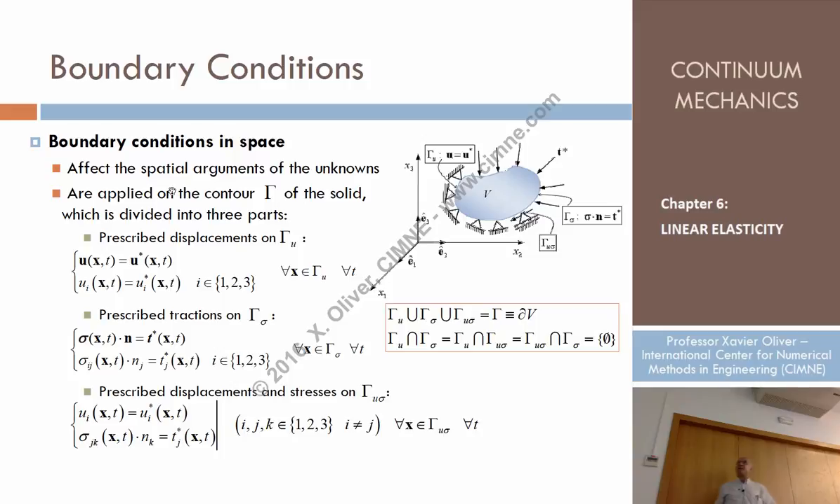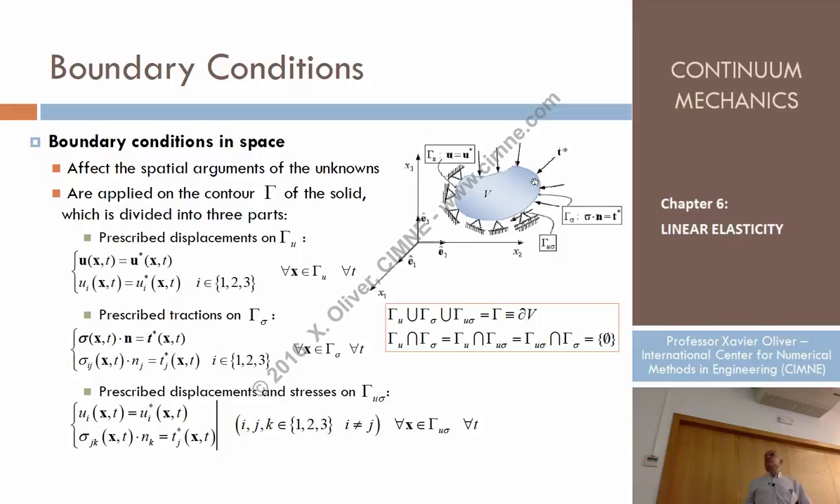So in general, in gamma u, we have the prescription that the displacements are equal to some value u star, which is known. That's something that we know. That can vary along time, but it's known. That's the data. So that's the equation in the format of the general description, and this is a component description of the equation.